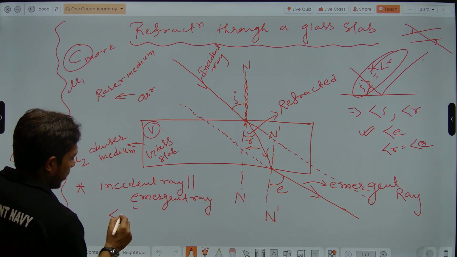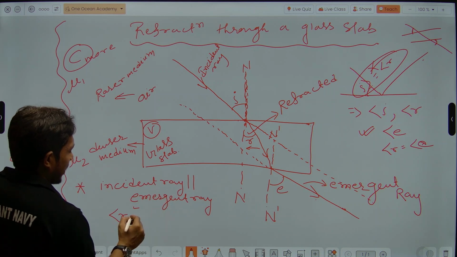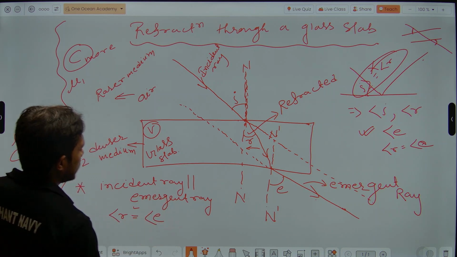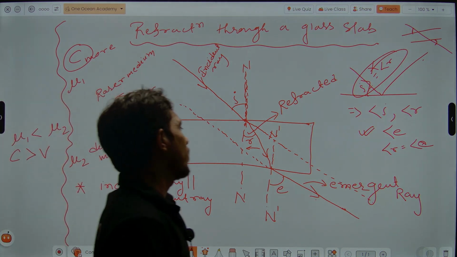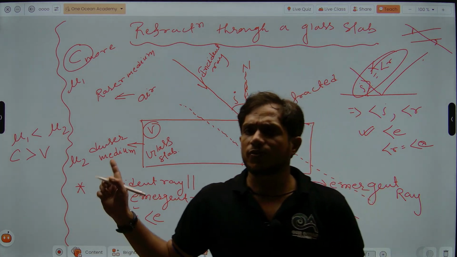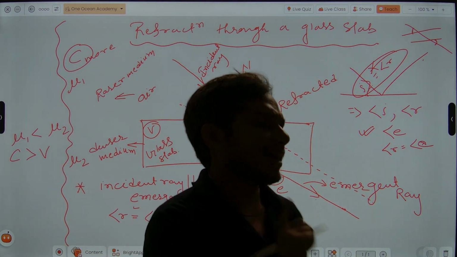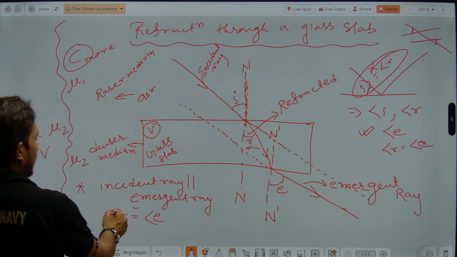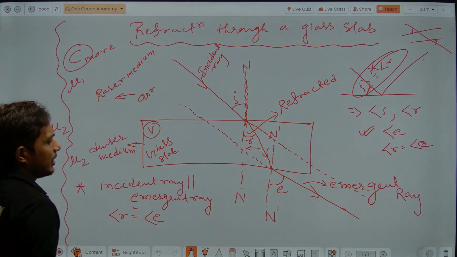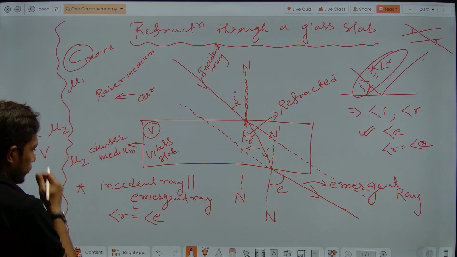So from here, when the two lines are parallel, then their angles are always equal. This is from the property of parallel lines. So angle R must be equal to angle E. Clear?